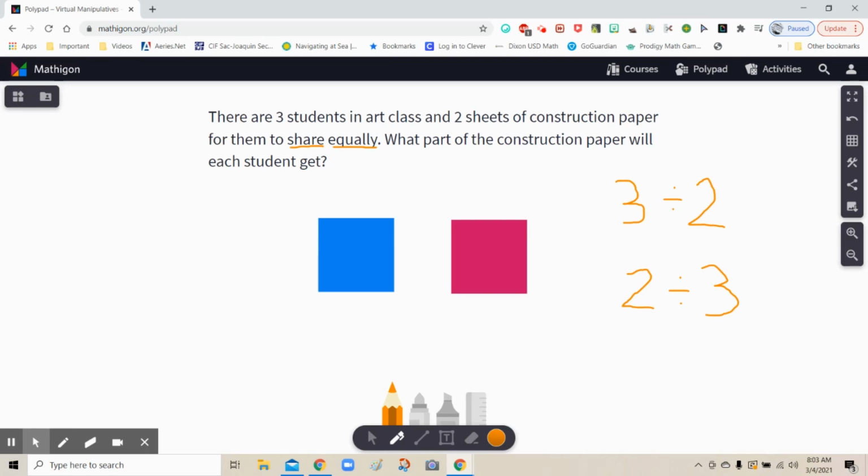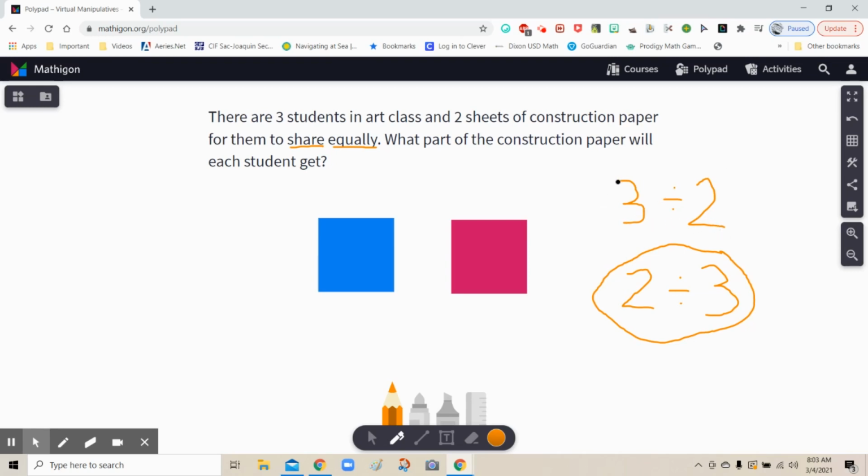The correct expression that represents this problem is 2 divided by 3, because if you read the problem again, the 2 represents the sheets of construction paper, the 3 represents the students. So 2 divided by 3 means we're taking the 2 sheets of construction paper and dividing them into 3 equal parts.